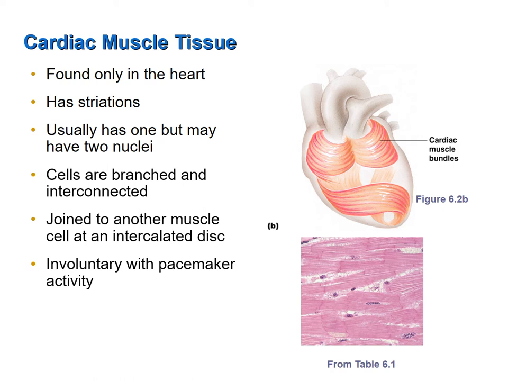Cardiac muscle cells are involuntary. We cannot control them. We can have an impact on their activity through some deliberate activity, such as meditating or increasing our activity, vigorous exercise. However, for the most part, they are involuntary, and they also have the ability to spontaneously contract. Certain cardiac muscle cells have what's called pacemaker activity.